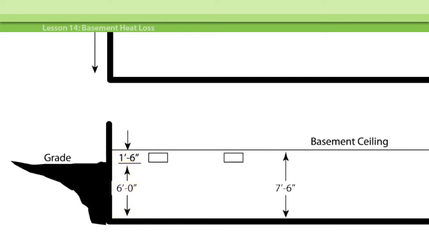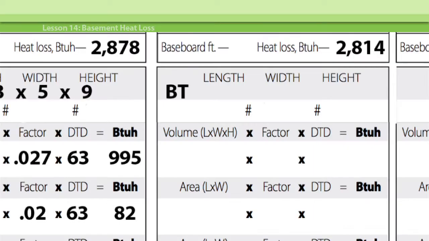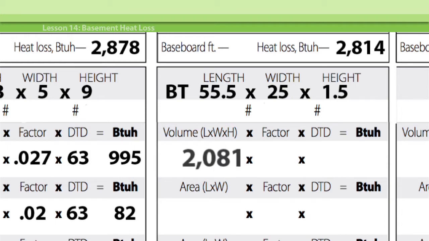If you think about infiltration as air leakage in and out of a structure, you can see that it's pretty much impossible for air to leak out of the part of the structure that's below grade. So we only have to calculate infiltration for the part of the wall that's above grade. To calculate infiltration for the basement, you'd have to find the volume that's above grade. So you'd multiply the length of the basement, that's 55.5 feet, times the width of 25 feet, times the height of the portion that's above grade. That's 1.5 feet. If you multiply that out, you'll get a volume above grade of 2,081 cubic feet.